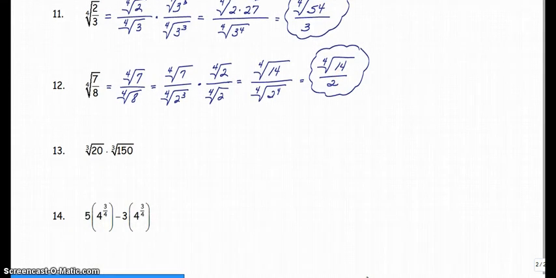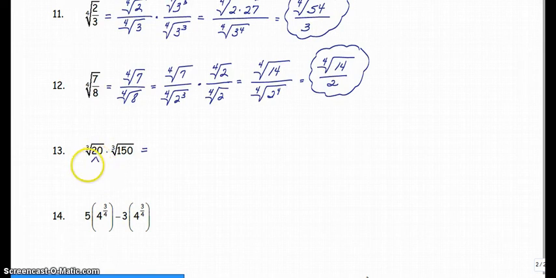Moving on to 13. This time we're multiplying the roots that we are taking, cubed root in each, so because the roots are the same, we could do the multiplication. Now, some people would multiply the 20 and the 150 and then simplify by doing a factor tree on that. Generally what I do, my numbers are smaller, they're easier to work with. I'm going to do the factor tree first.